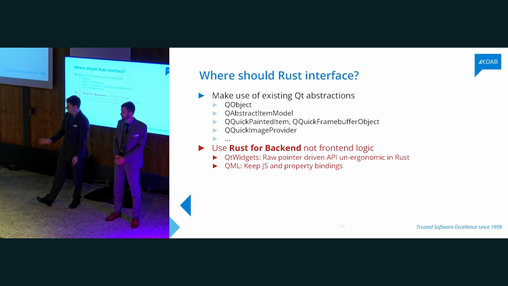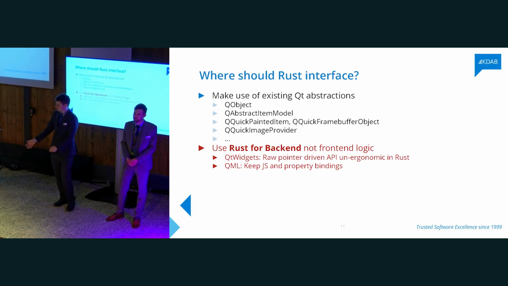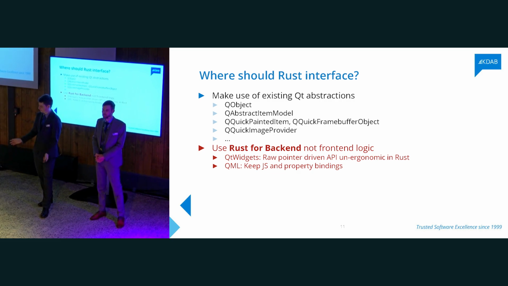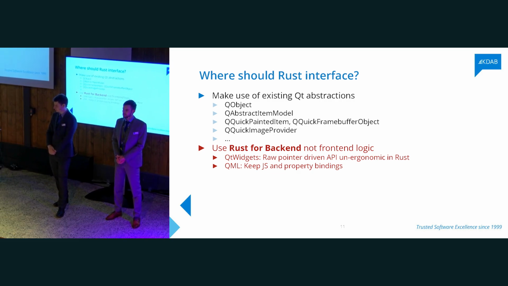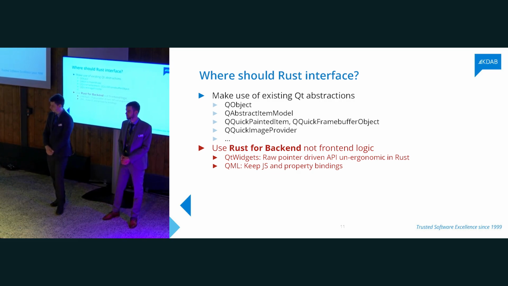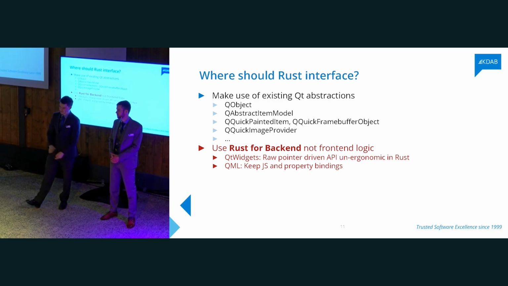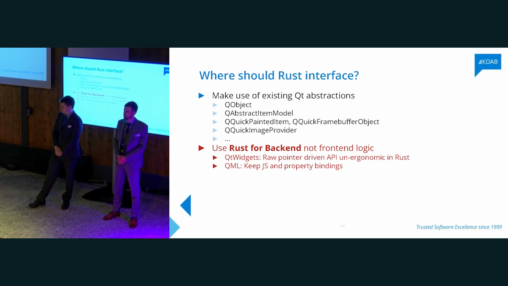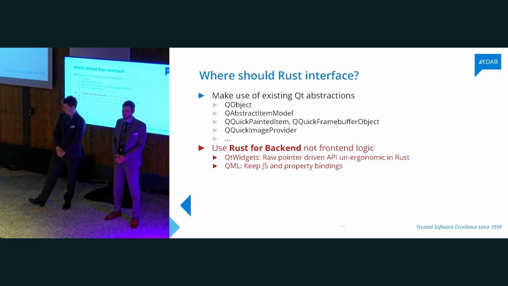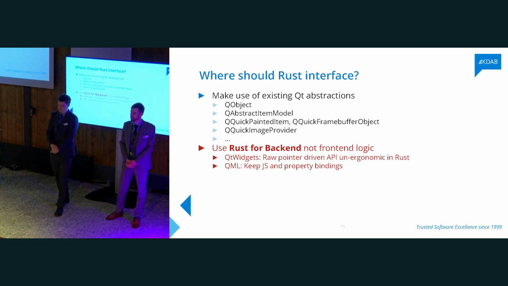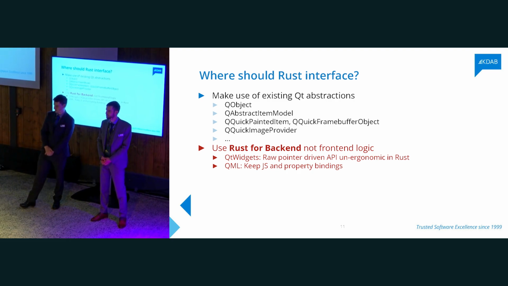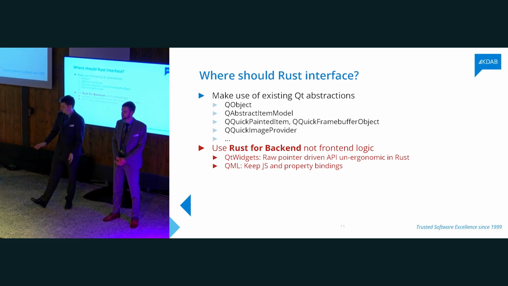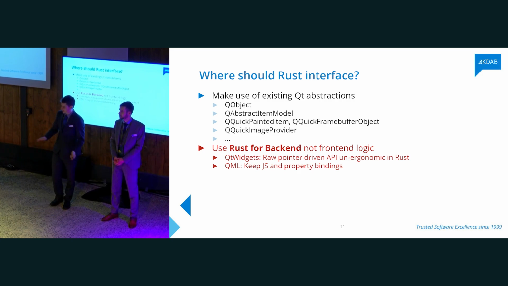So to summarize, we want to use Qt's existing abstractions, such as QObjects, QAbstractItemModel, or maybe the even more advanced ones, such as QQuickPaintedItem or FrameBufferObject. We want to use Rust primarily in the backend. We don't want to use it for the front-end logic. This is due to widgets' case where there's a lot of raw pointer API, and it wouldn't be ergonomic to use this in Rust. And in QML, it's already declarative, has property bindings, and is very easy to use.